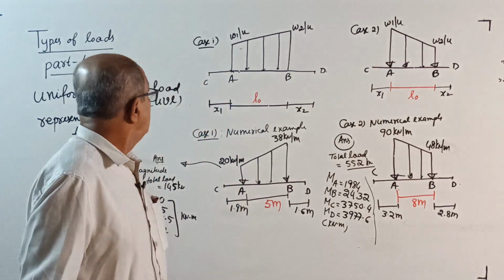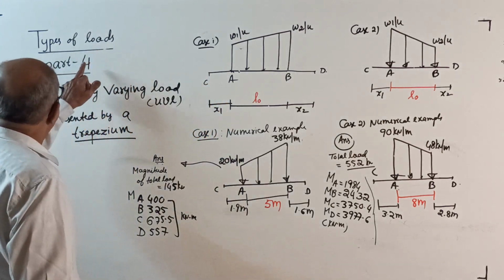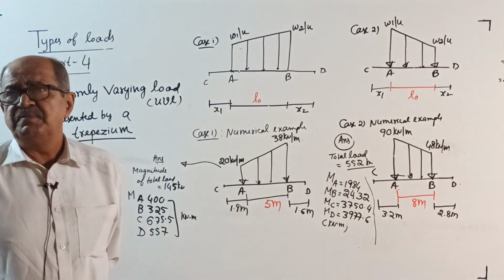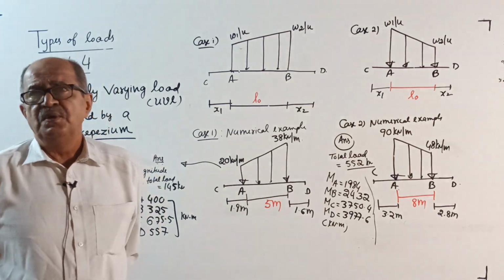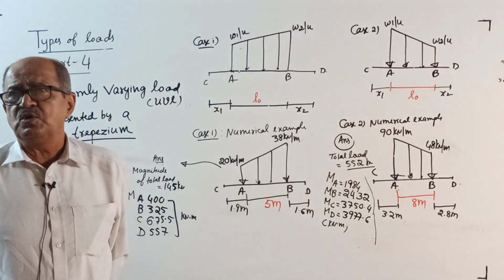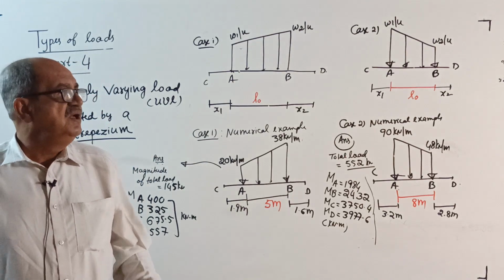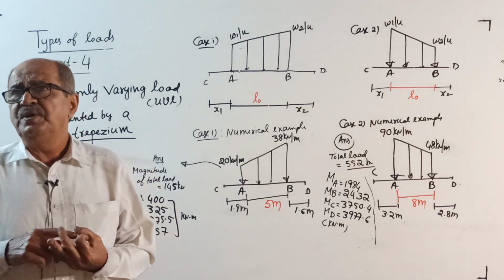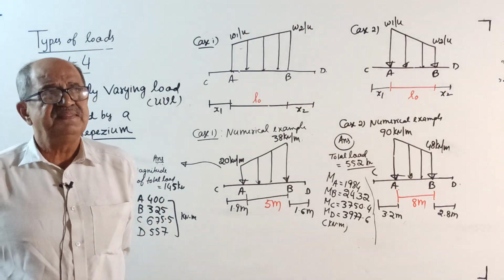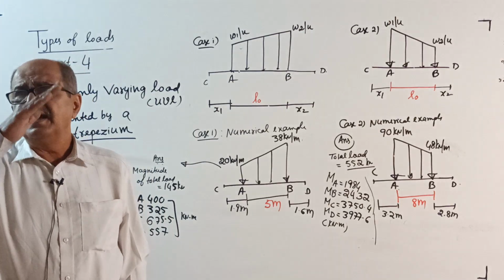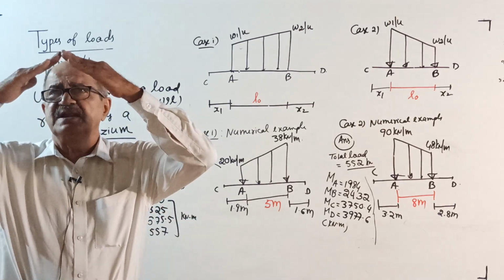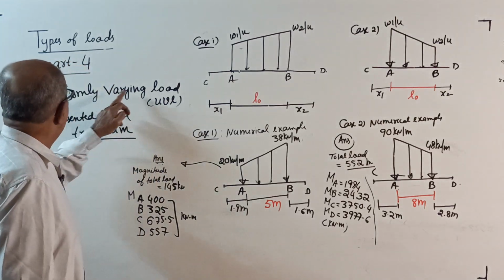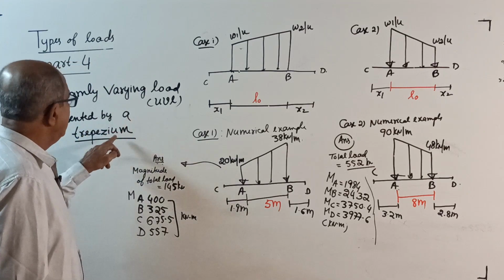Welcome. This is types of loads, last part 4: UVL represented by a trapezium. If you remember, part 1 was for concentrated loads, part 2 for UDL, part 3 for UVL represented by a triangle, 3 cases: right angle triangle, then isosceles triangle, and triangle in general. Part 4, uniformly varying load represented by a trapezium.